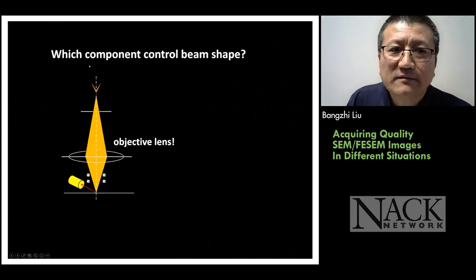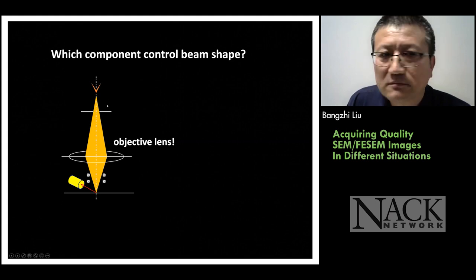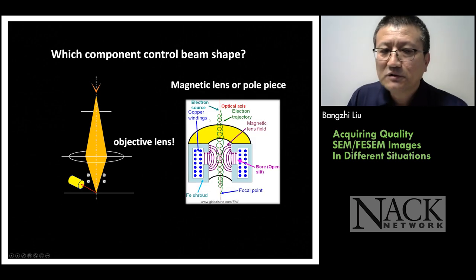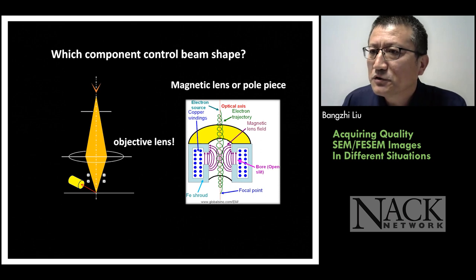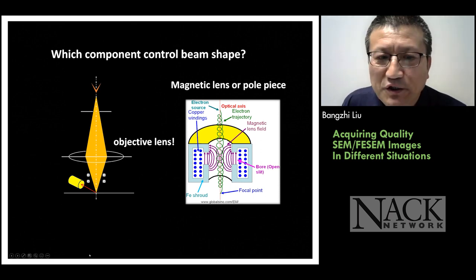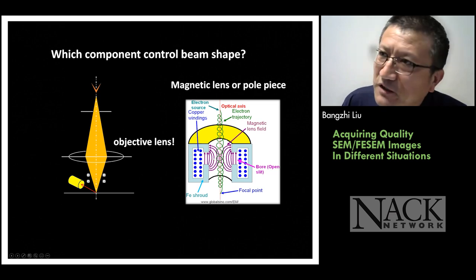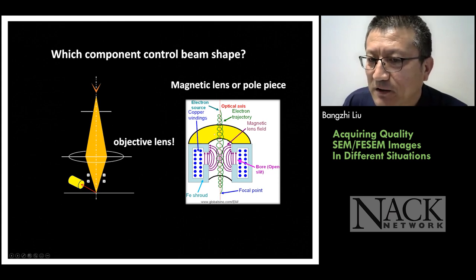Let's look at this diagram again. Which component controls the beam shape? The source, the aperture? Which component controls the beam shape? If you look at the lens, we are trying to use a lens to focus the electron beam. Because we are trying to focus the electrons, what do we use? We use a field to control the electron. It's either a magnetic field or an electrostatic field, but typically we use a magnetic field to control the beam. It's something called a pole piece, a piece of magnet. We have coils inside the pole piece, so when we run a current, we create a field. This field will control the beam.